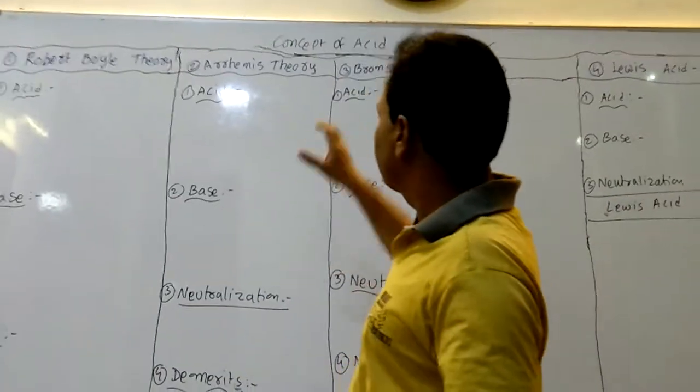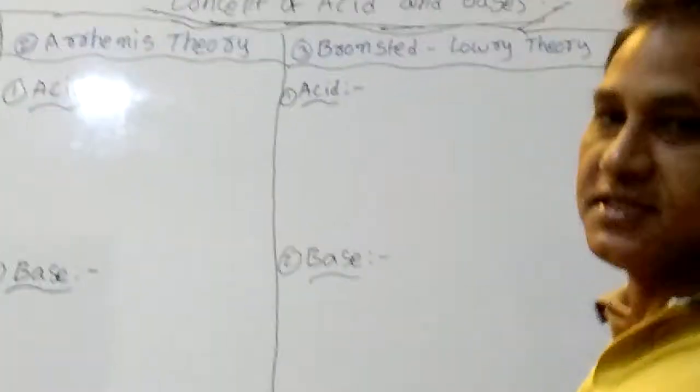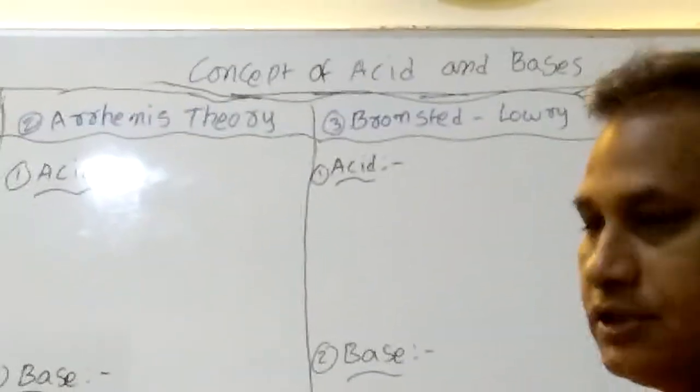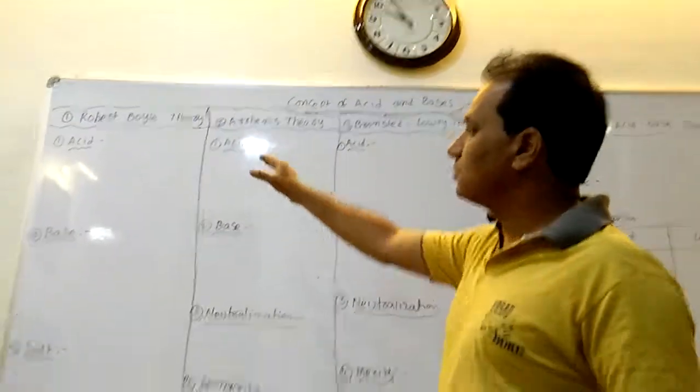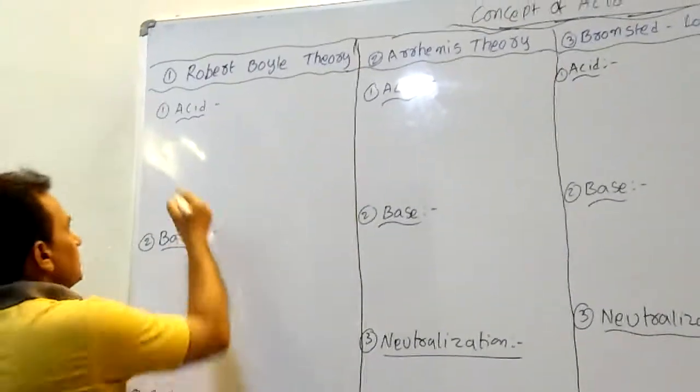To explain the concept of acids and bases. There are many acid and base theories, but the four most important ones are... First, Robert Boyle's theory. According to Robert Boyle, what is an acid?